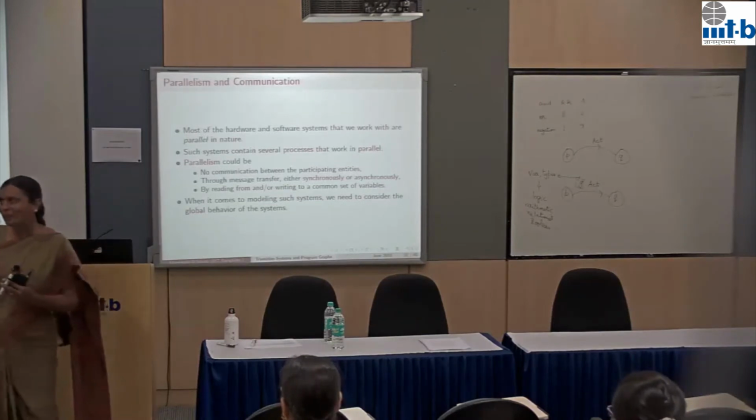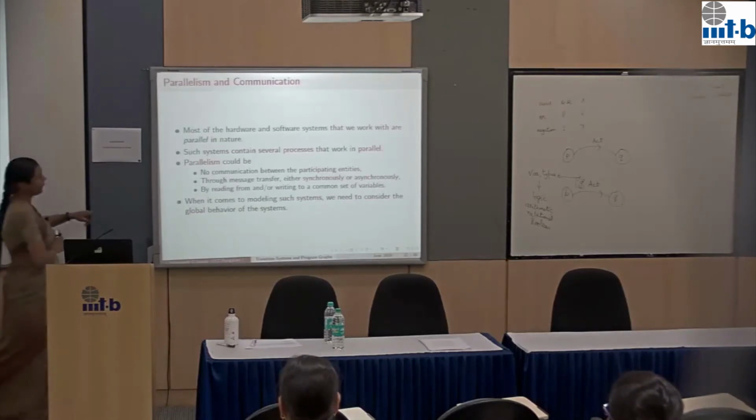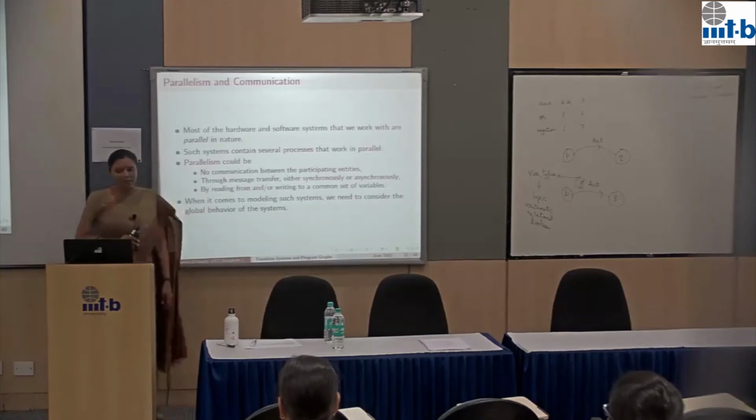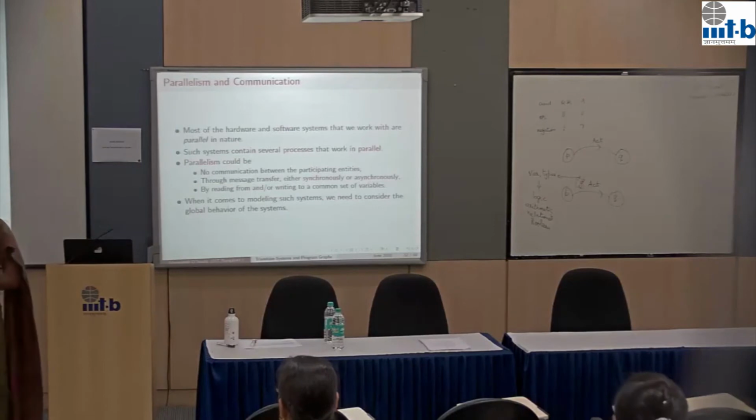So if you have many processes, they have the choice between talking to each other or not talking to each other. Not talking to each other at all, that's the first one: no communication between the processing entities. The second one is processes talk to each other, but they do so either synchronously or asynchronously, right?